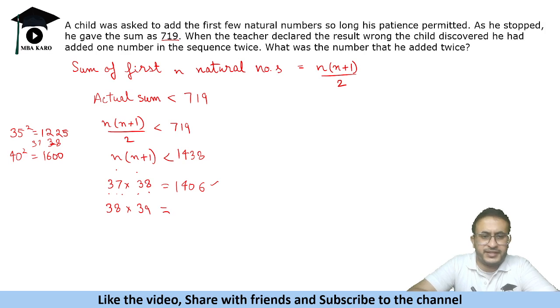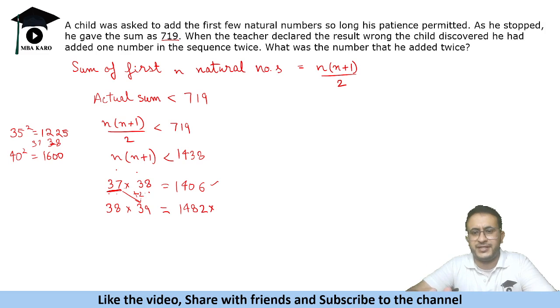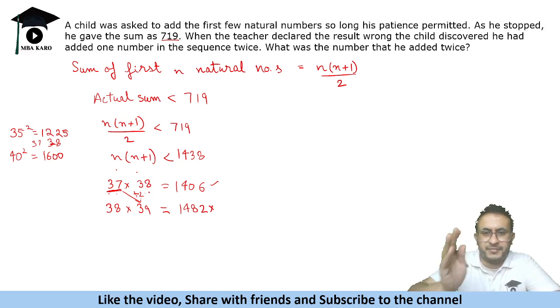How will you get the result? See, if you know this product, 38 into 39 is the previous product plus 2 times 38, so 38 into 2 is 76. If we add 76, it becomes 1482. So we shall not accept it. So the value of n is 37. If the question were asked how many numbers did the child add, the answer is 37. But the question is different.